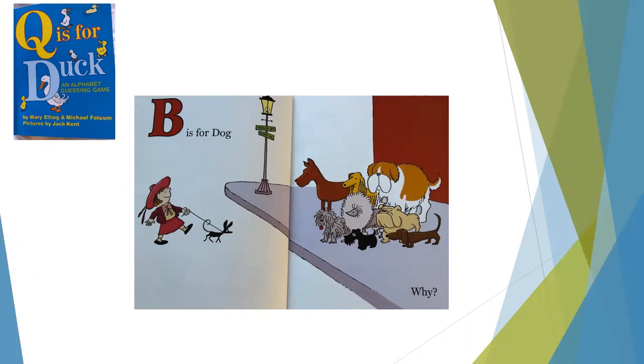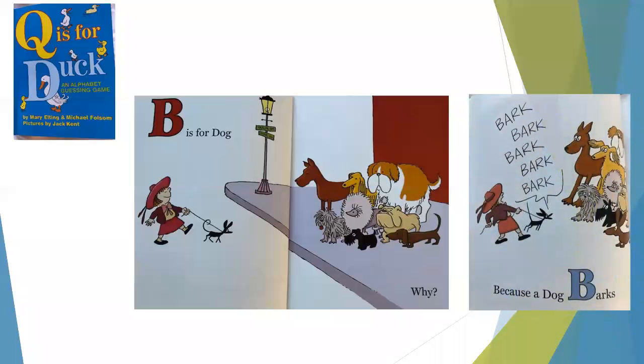It's called Q is for Duck, and it's an alphabet guessing game. So it starts by B as, or one of them is B is for dog. It's a wonderful opportunity to have a conversation around what would be connected to dog that starts with the B sound here. So obviously the children might say bark, and then you can ask, why do you think that? And either because a dog barks. So you could play on this idea.